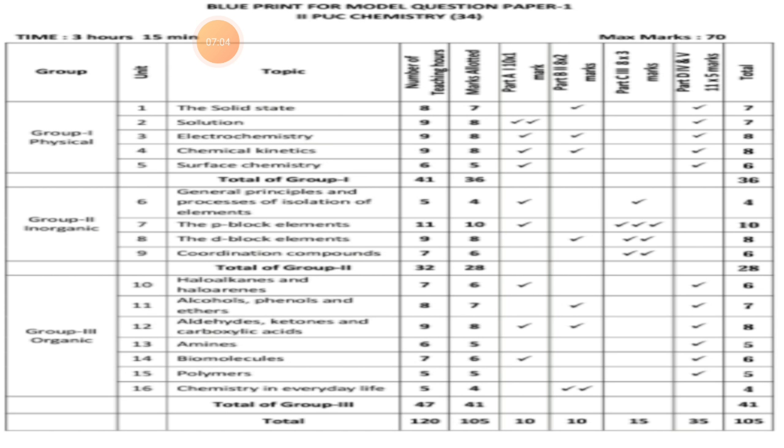So this group second, which is nothing but the inorganic chemistry part, has 4 topics and total weightage is 28 marks.